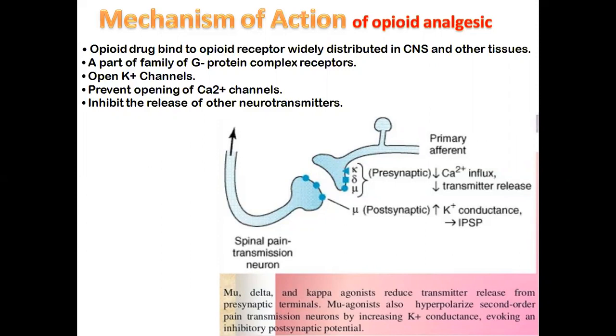High densities of opioid receptors known as mu, kappa, and delta are found in the dorsal horn of the spinal cord and higher CNS centers. Now, by preventing the opening of calcium channels via the potassium channel, it inhibits the release of other neurotransmitters.